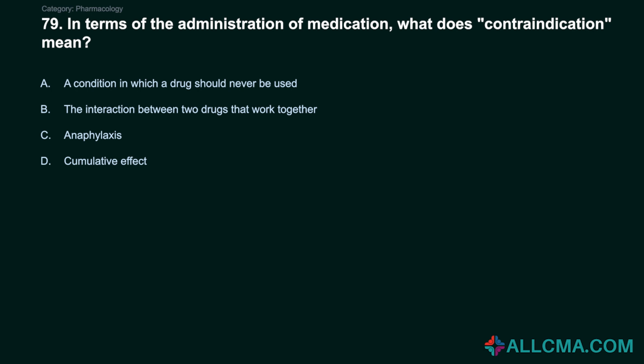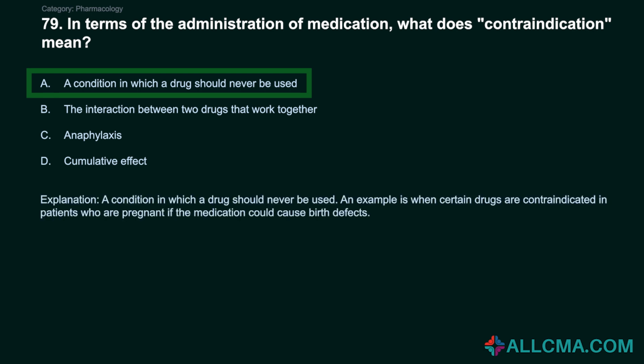79. In terms of the administration of medication, what does contraindication mean? A. A condition in which a drug should never be used. B. The interaction between two drugs that work together. C. Anaphylaxis. D. Cumulative effect. Correct answer: A. A condition in which a drug should never be used. An example is when certain drugs are contraindicated in patients who are pregnant if the medication could cause birth defects.